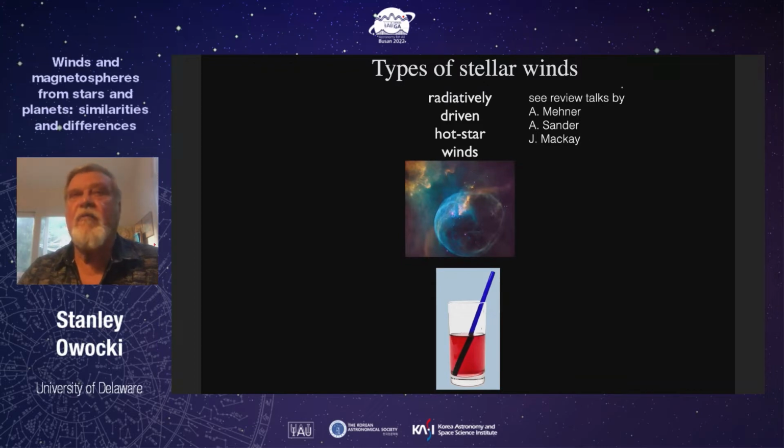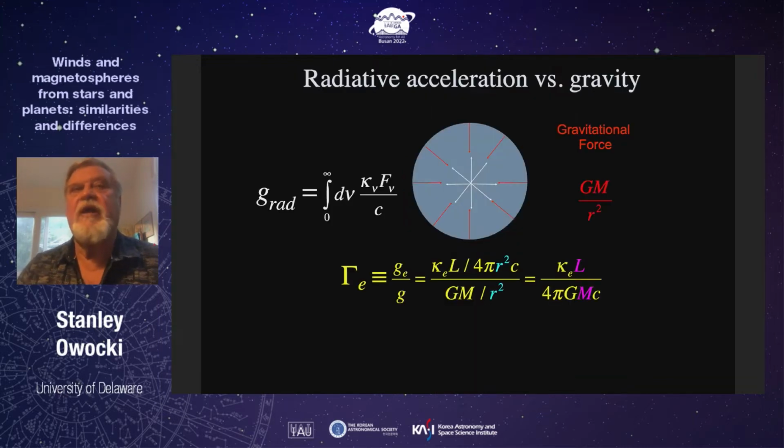So first, let me review the basic physics of radiation-driven stellar winds. There are review talks about this topic during the course of the symposium as well, and I refer you to those for more details. But again, this is the basic idea. So here's a basic diagram. You have the gravitational force pulling the gas in, and then you have the radiative flux coming out of the star, and as it gets absorbed or scattered by the opacity of the star, there's an implied momentum.